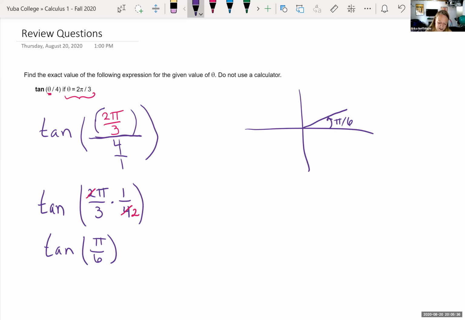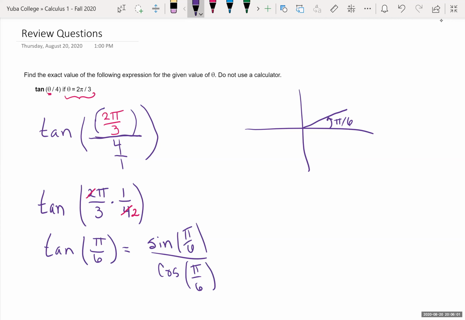If for some reason you don't remember what tangent of 30 degrees is, or pi over 6, and you just remember, hopefully you remember your sine and your cosine, remember all the trig functions can be written in terms of the sine and cosine. And so if it helps you, tangent, remember sine over cosine. So this is sine of pi over 6 all over cosine of pi over 6. Is it root 3 over 3? It is root 3 over 3, and you'll get that through this too.